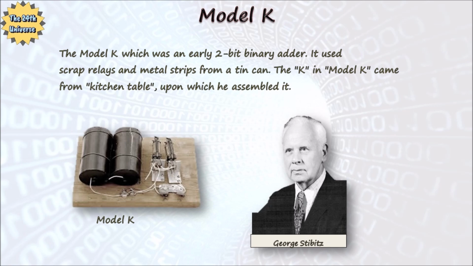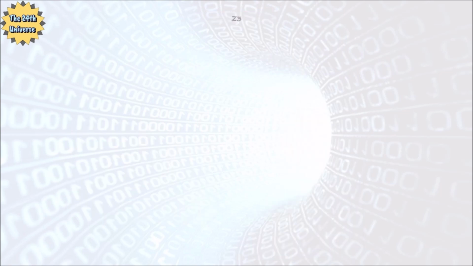After his doctorate, Stibitz began working at Bell Labs. In November 1937, he built, as a proof of concept, the Model K, which was an early 2-bit binary adder. It used scrap relays and metal strips from a tin can. The K in the Model K came from the kitchen table upon which he assembled it.